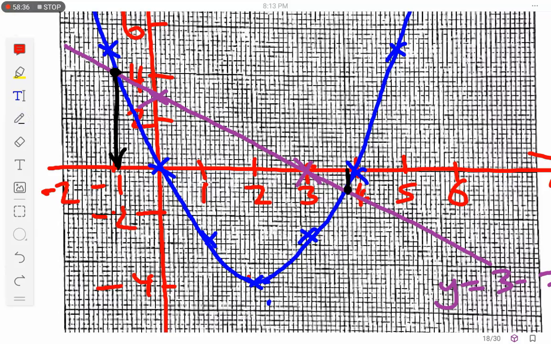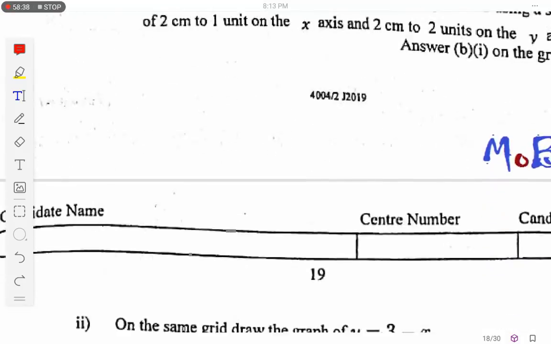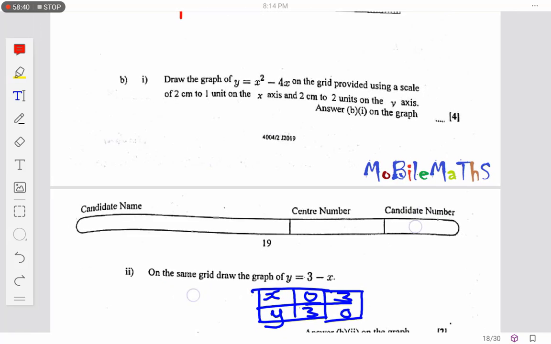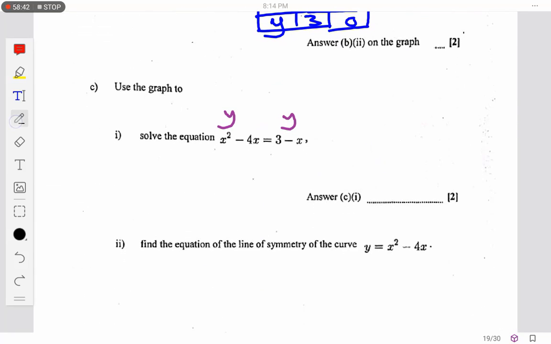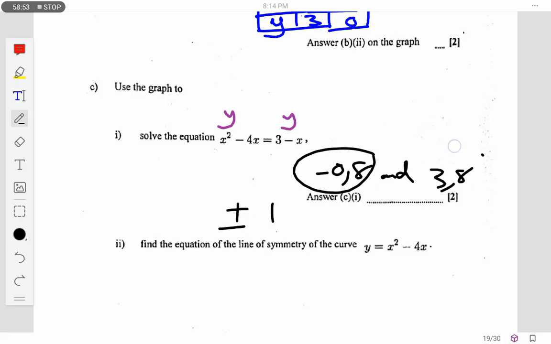So our values are going to be minus 0.8 and 3.8. Normally they will give you a plus or minus 1. If you say 0.9 here, 3.9 there, you still get it.